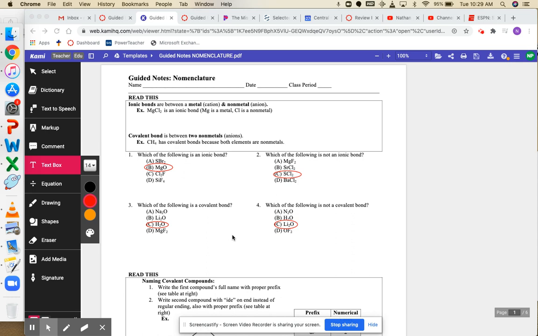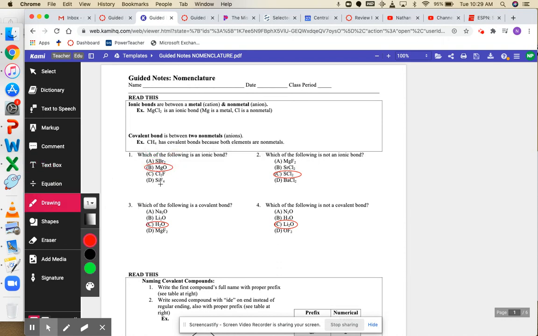Okay, so this is going to be the answer key for the guided notes nomenclature. We're just going to kind of rip through this fairly quickly, starting with how you determine which nomenclature to use. It's either going to be an ionic nomenclature, metal and a nonmetal, or covalent nomenclature, two nonmetals. And so as you see with these first ones, you have to determine which it is. And here's the deal. Look for the metal. If there's a metal on the first one, it is an ionic nomenclature.